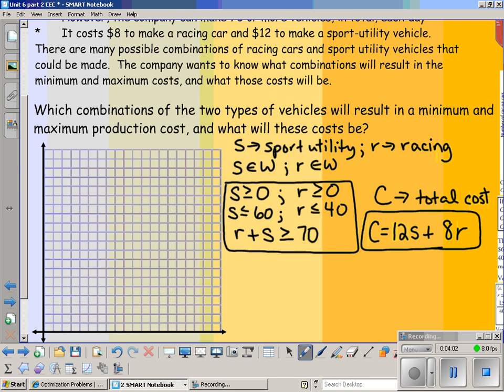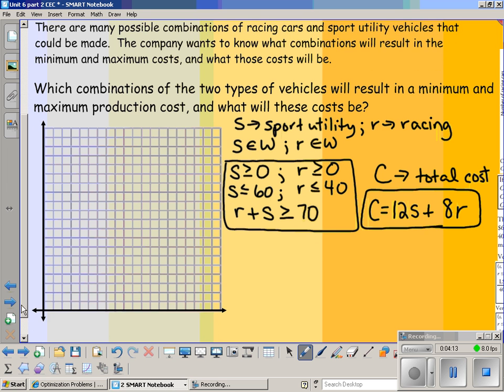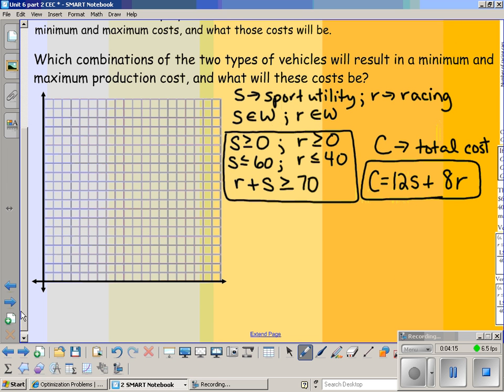So now that we've set up our constraints, we can graph this information. Now we know we're dealing with discrete data, so we're going to be stippling. We need to assign our axes. Let one of them be sport utility and one of them be racing. It really does not matter which you choose, but just make sure you label it so that you know what it is we are plotting.